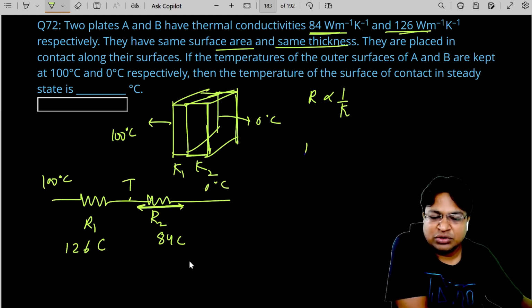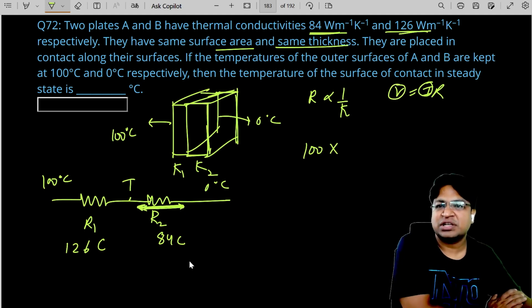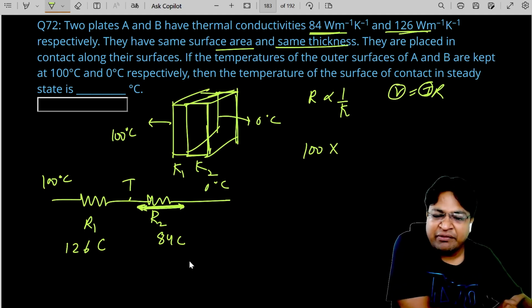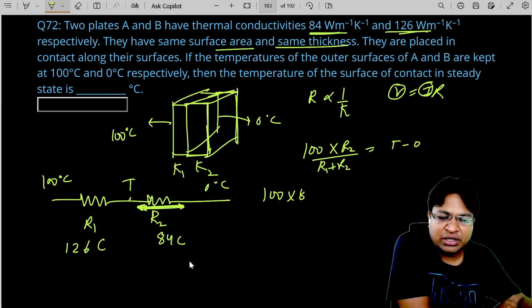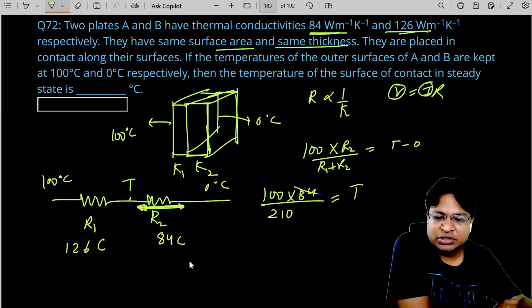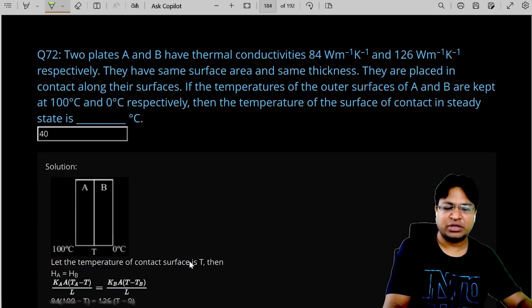And how do I calculate that? So the overall temperature difference multiplied by, see, V is proportional to IR. I will be the same, so V will be proportional to R. So the temperature difference across this resistance, V serves the same role as the temperature difference. So I will write it as R2 divided by R1 plus R2, and that will give us T minus 0. So therefore, we are going to get the value of T. So 100 into 84 divided by 126 plus 84, that would become 210. So that will be equal to the temperature we are looking for. This becomes 40. 40 is the answer. So 40 degrees Celsius is the right answer. Of course, you have to enter 40 only.